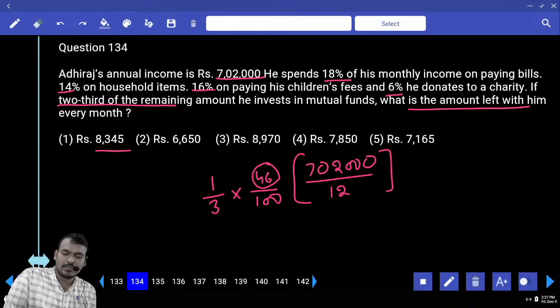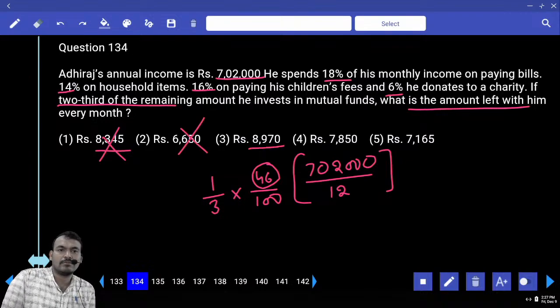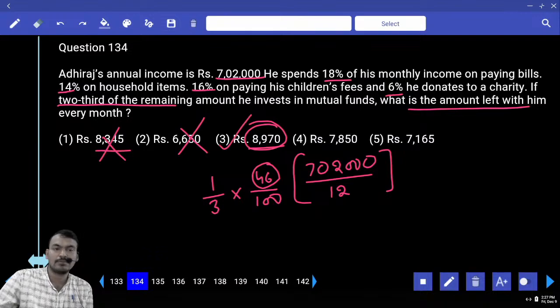8345, is it a 23 multiple? No. 6650? No. But 8970, is it a 23 multiple? 23 3s is how much? 69. What is the remaining? 207 or not? How many times? 9 times or not? Means it is a 23 multiple or not? 8970. Which option? Third one.